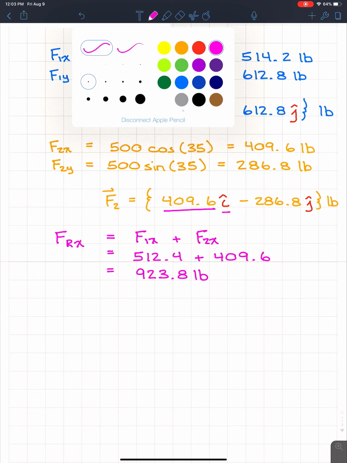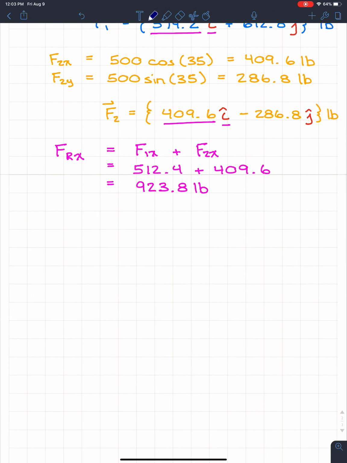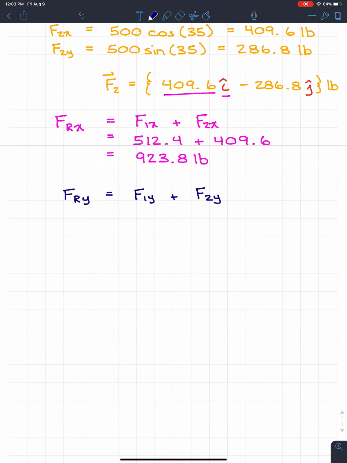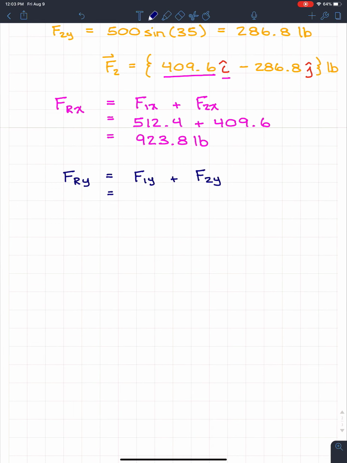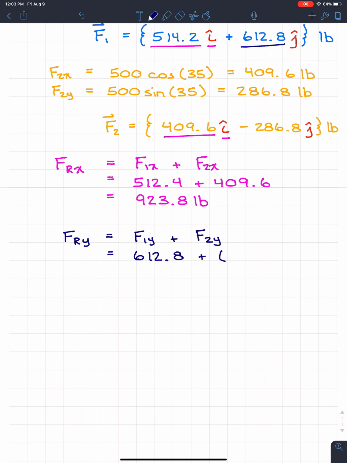So I'm just going to switch to a different color. So similarly, FR, the resultant force, and then the vertical component is going to be equal to F1y plus F2y. And again, if there were more vectors, then we just add the extra components. So F1y, we scroll up, is going to be 612.8, and then we plus, because it's vector addition, and then we look here.